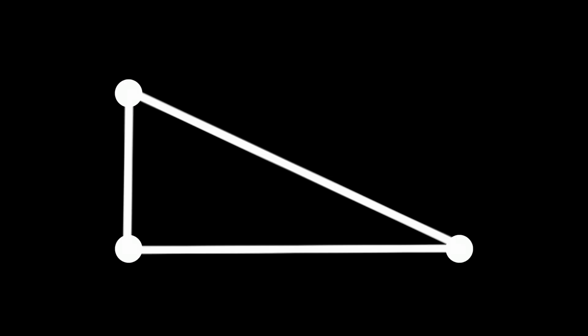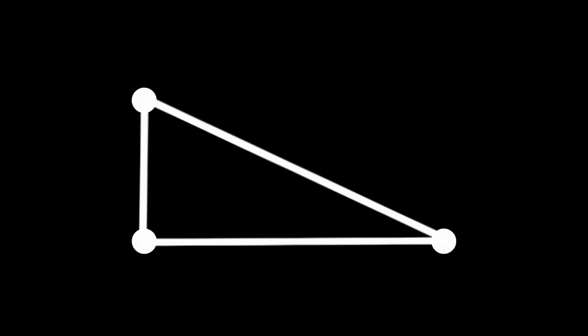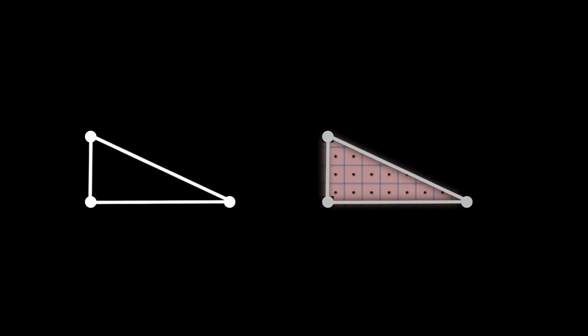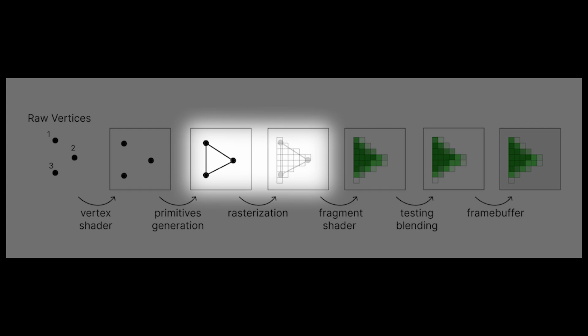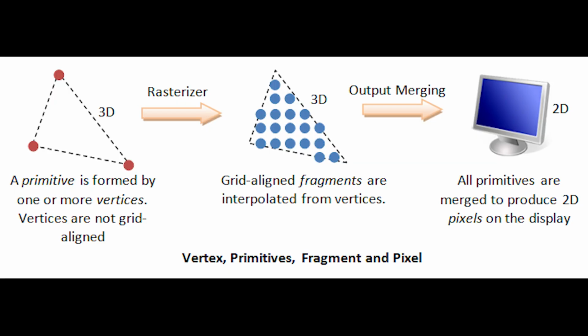Next is clipping and primitive assembly. In this stage, the vertices are connected to form geometric shapes, such as triangles or lines. Then comes rasterization. This is where our assembled shapes are converted into fragments, which are essentially potential pixels. The shape is broken down into a grid of fragments that will later become pixels on your screen.